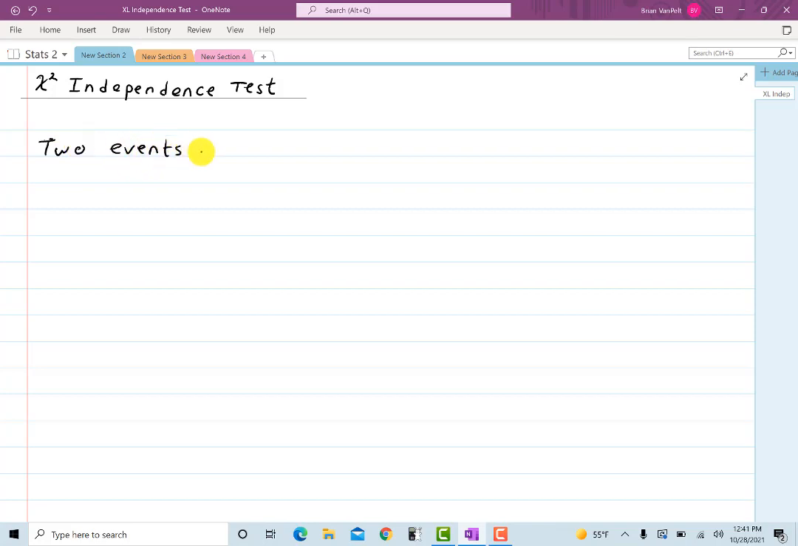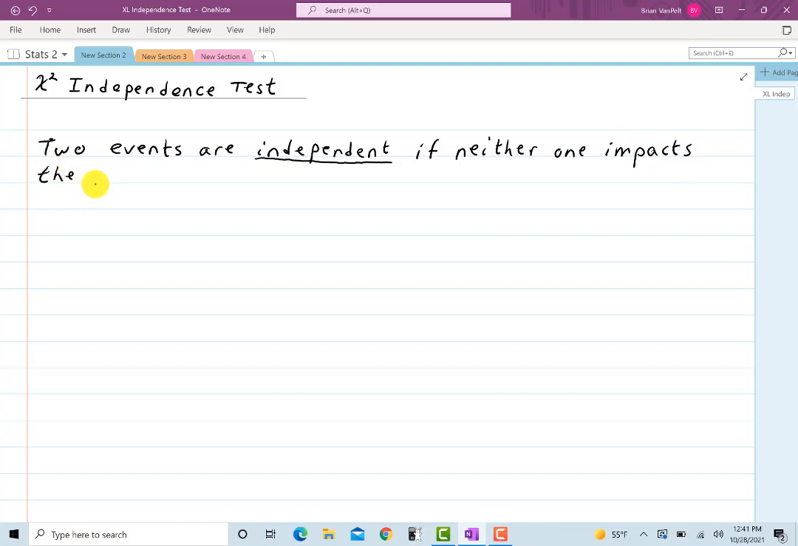Two events are independent if neither one impacts the probability of the other occurring.